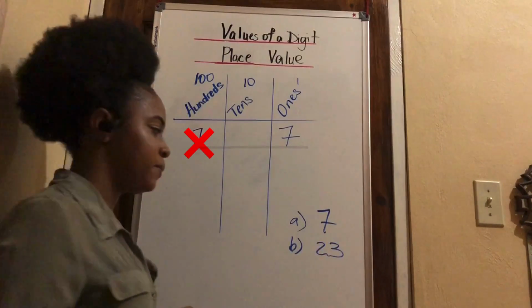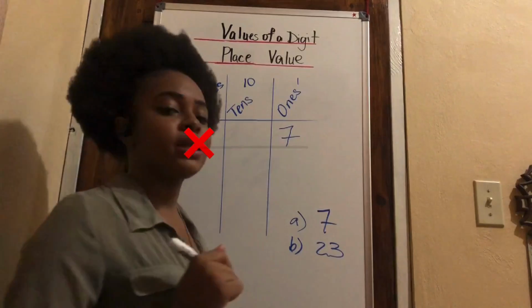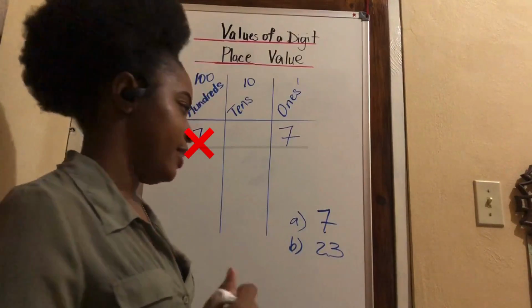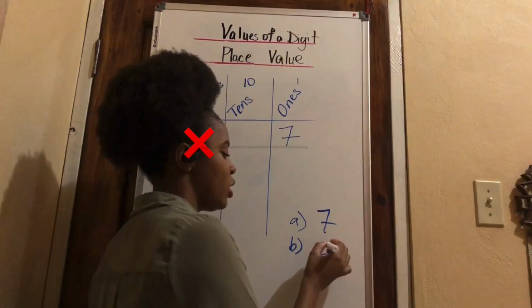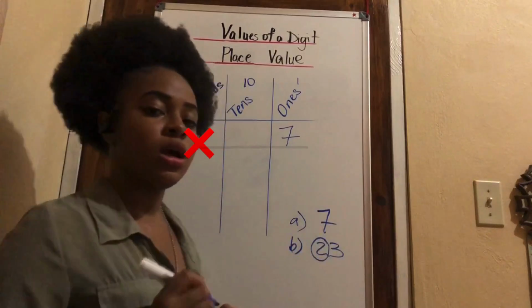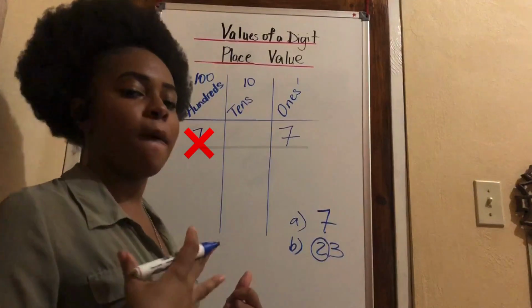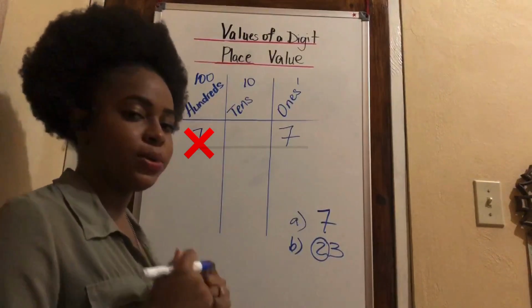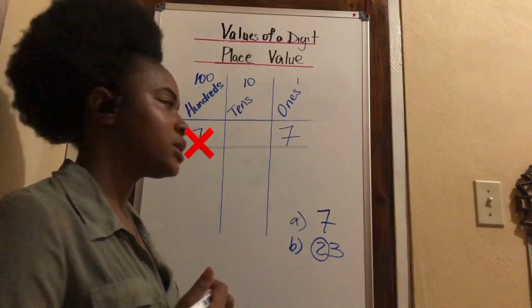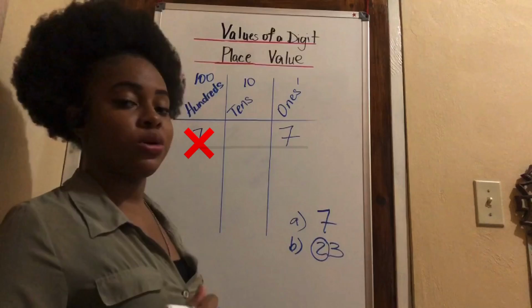And we have 23. Now, we want to identify the place value of the 2. But again, remember, we can't just hop to the 2. We have to work our way over from the furthest right until we get to the value that we're trying to find out. So let's start fitting it into our table.